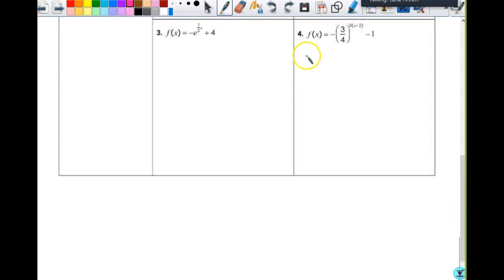All right, so I identify my parent function. F of x equals, the base of the exponent is 3/4. Now, anytime the base is a fraction, you have to put it in parentheses. Otherwise, that x would just be an exponent on the 3, and that would be a bad thing. And since this is less than 1, this is decay, and it would look something like that.